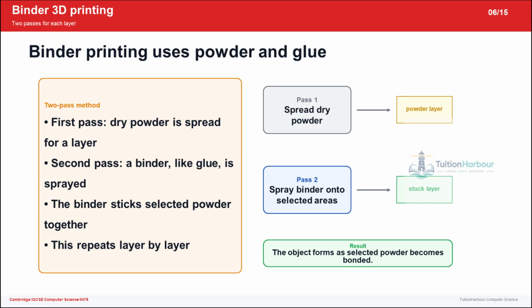Binder 3D printing. Binder printing uses two passes for each layer. The first pass spreads a layer of dry powder. The second pass sprays a binder, similar to glue, onto selected areas. The bonded powder forms part of the object.